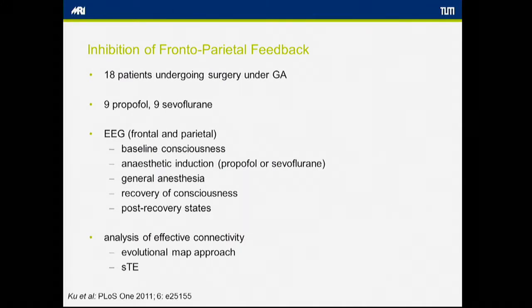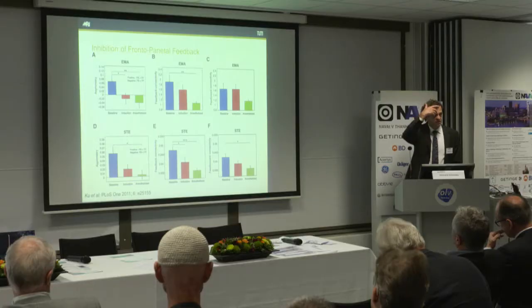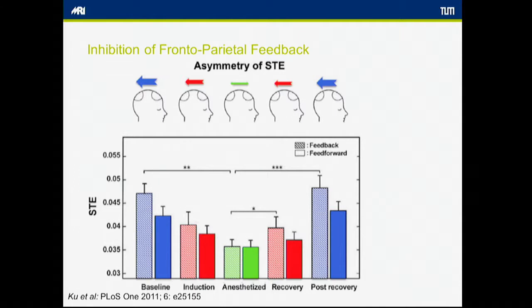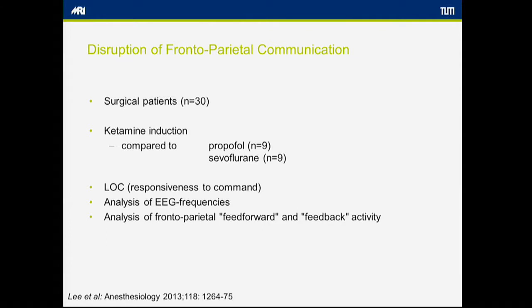This has not only been shown by us, it has also been shown by the group of George Mashour in 18 patients undergoing surgery under general anesthesia. They were looking at propofol and sevoflurane, and found these differences in effective connectivity using two different mathematical approaches, basically with the same results. There is this loss of information transfer from the front of the cortex to the back during loss of consciousness, and it returns during regain of consciousness after anesthesia. Now this was for propofol, this was for volatiles.